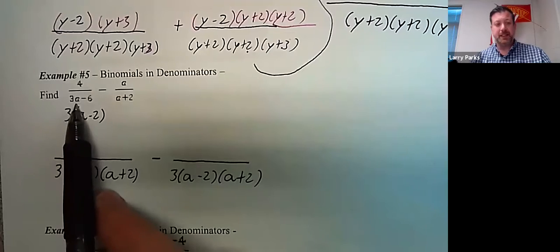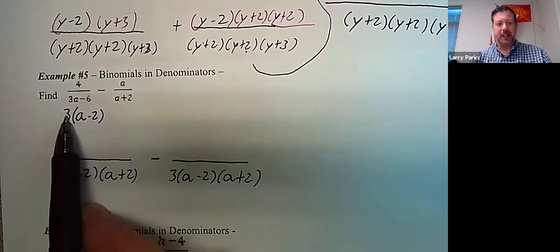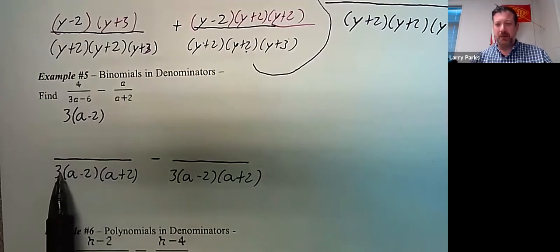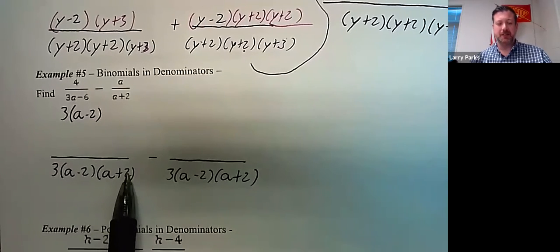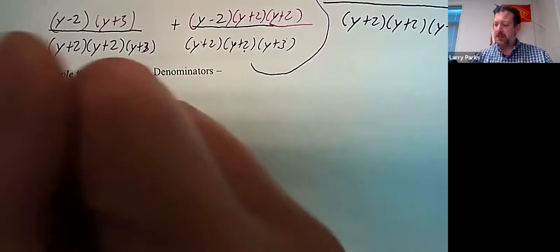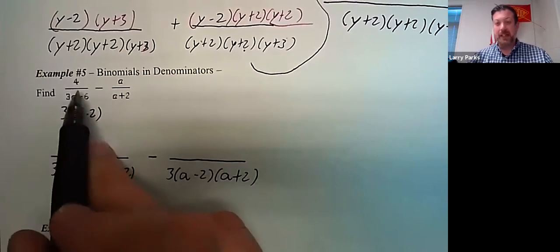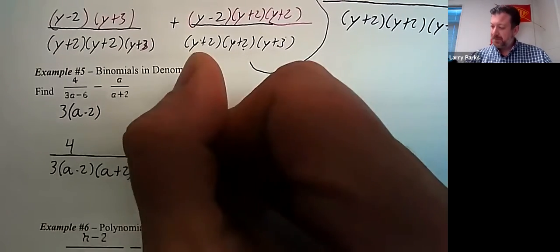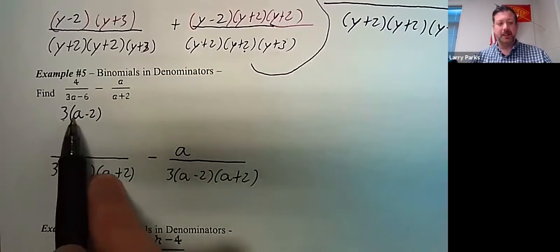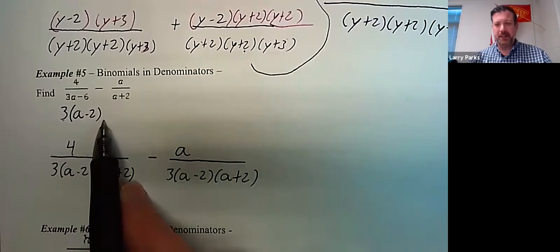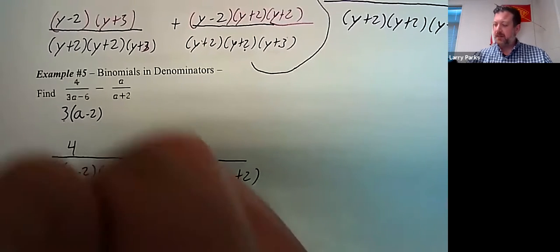So what is this fraction needing? It has 3a minus 2. I want (3a minus 2)(a plus 2). It's missing an a plus 2. I also can't forget about those. So if I add an a plus 2 down here, I need to add it up there.